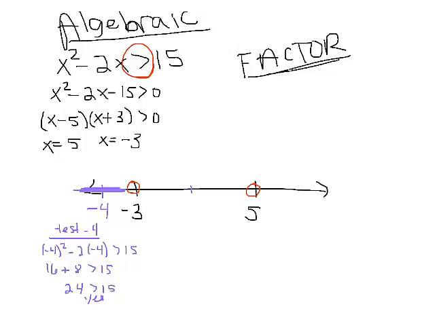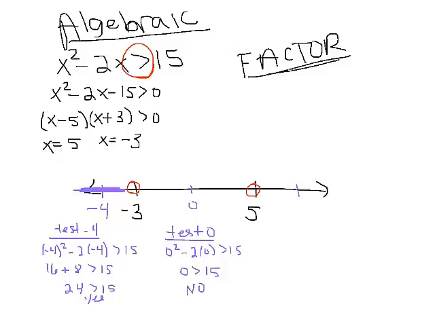Now we're going to test a point in the middle. So if we test 0, we'll have 0 squared minus 2 times 0 is greater than 15. 0 squared is 0. Minus 2 times 0 is 0. So is 0 greater than 15? No, it is not. So we will not be shading the middle.